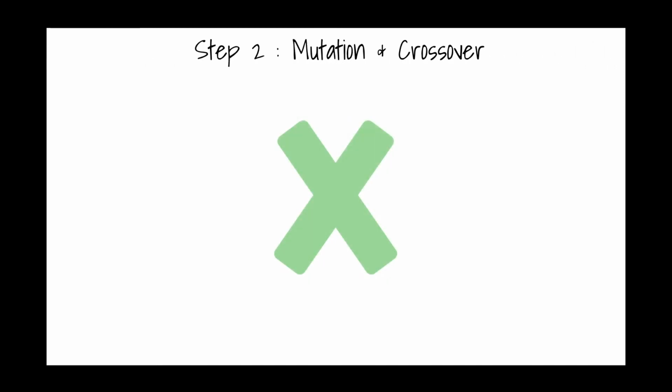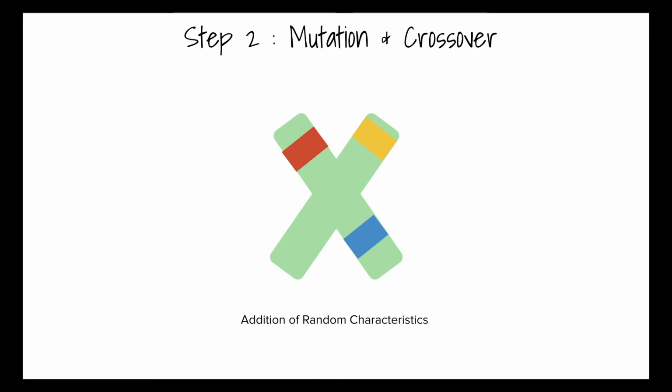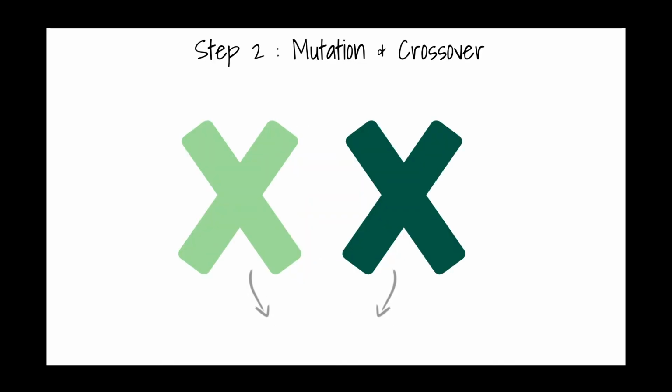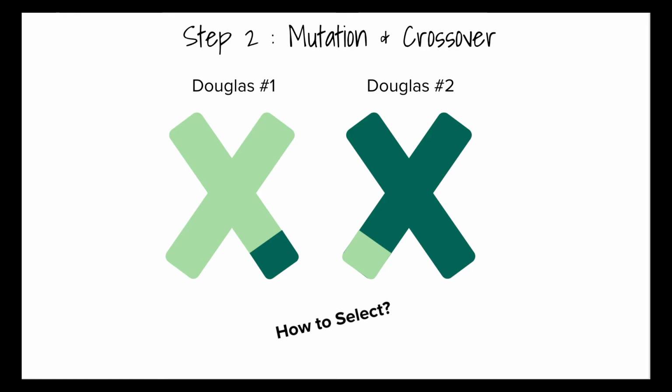Step 2. Mutation and crossover. Here's where the diversity comes in. Similar to biological mutations, we add random vector values to Douglas's brains so the population can evolve. Via crossover, we combine the features, vectors in this case, of the best pair from the last generation. But how can we select the next pair?